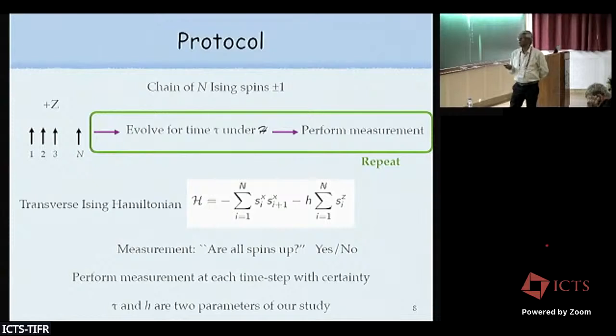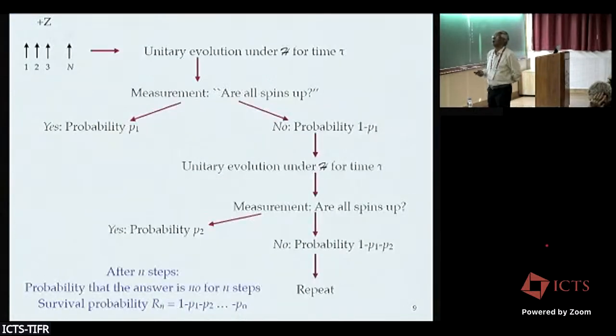So we perform the measurement at each time step with certainty. There is no probabilistic issue. And we repeat this thing: evolution under the Hamiltonian and this measurement will be repeated. So we have introduced two parameters till now. One is the time interval over which the system will evolve, and the other is the field strength of the Hamiltonian. These two are the two parameters of our study. So this is the scheme.